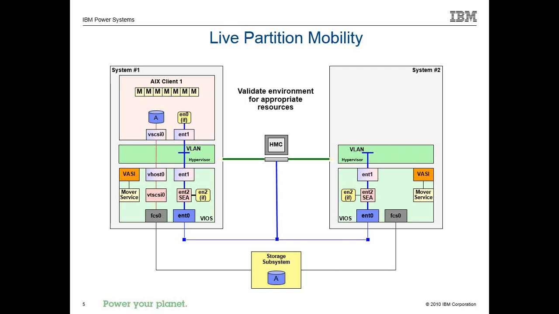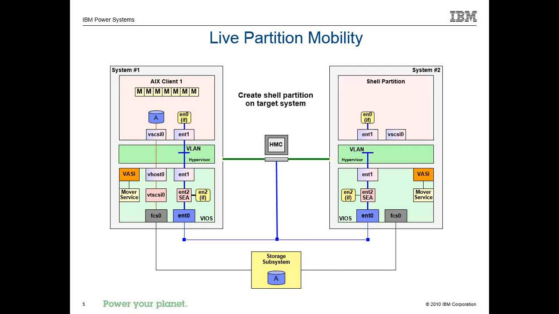We also want to make sure that the VLANs on the source server on the left are also on the target server on the right, and that your SAN on the left is seen on the SAN on the right. So we go off and validate. We validate like 40 or 50 things, but let the HMC validate, and if it doesn't like something, it'll let you know.